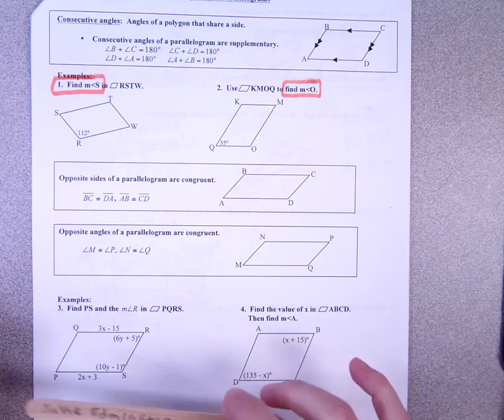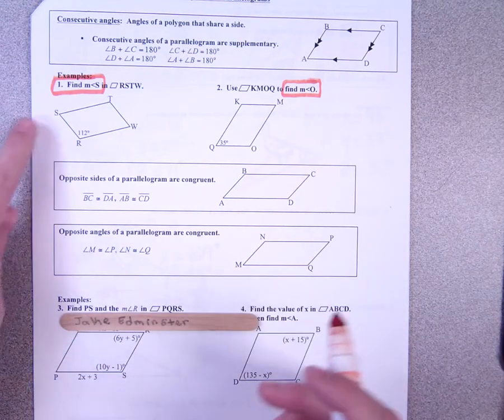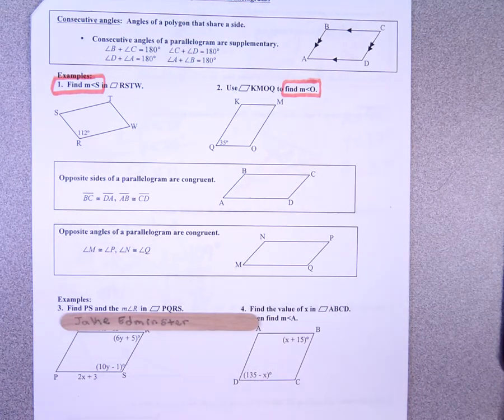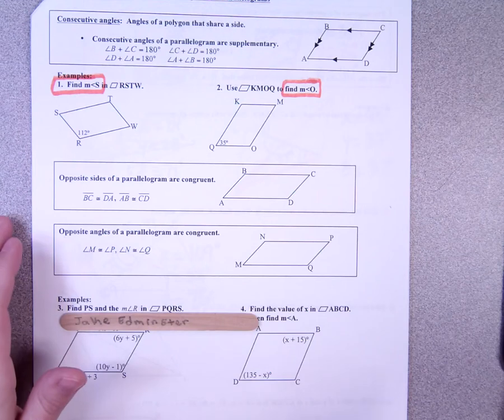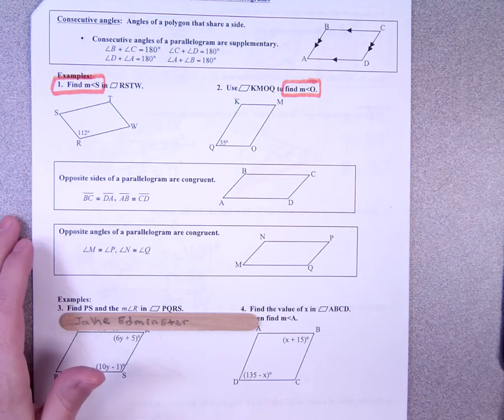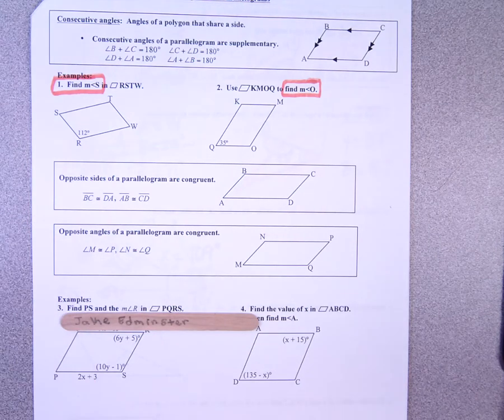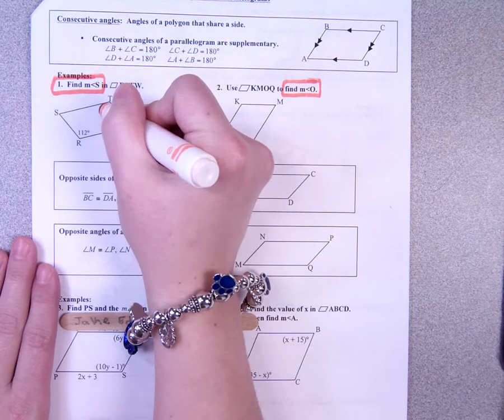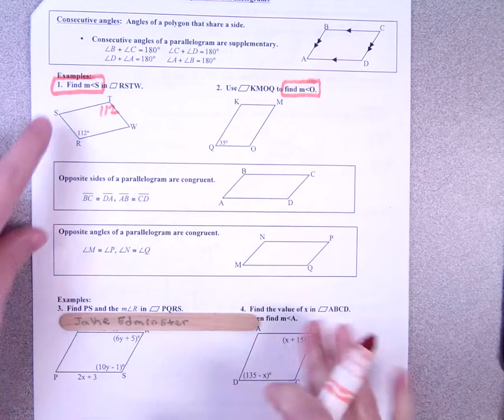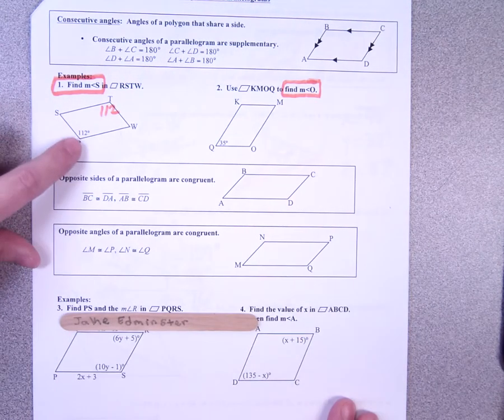Jake, you're my first one. What did you get on number 1 for the measure of angle S? You got what? I didn't understand your name. You got T. Okay, so what's angle T? 112. Okay, 112. So Jake, my question is, S and R, would you call those opposite angles or consecutive angles?